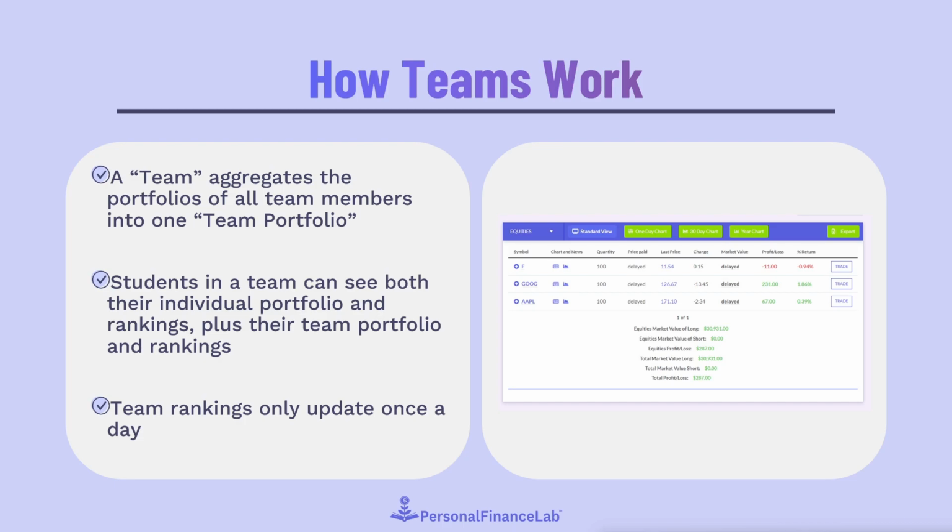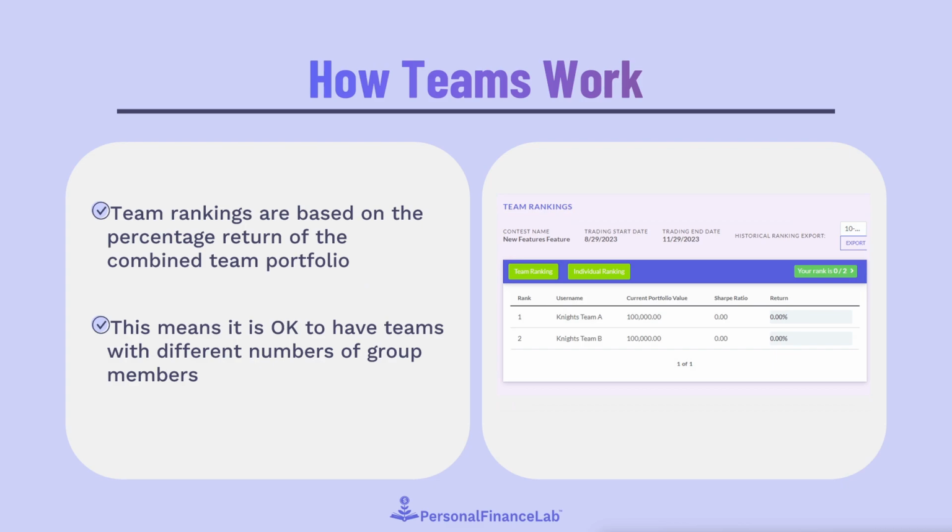When it comes to the nuts and bolts, the way a team works is that it aggregates all the portfolios of the team members into one team portfolio. This means that all of the trades they make are in their own accounts, but then we group all their accounts together for their team portfolio. Students can see their rankings both as an individual, and they have separate team rankings they can view as well. However, the team rankings only update once per day using the last day's values, whereas the regular student rankings are real time.